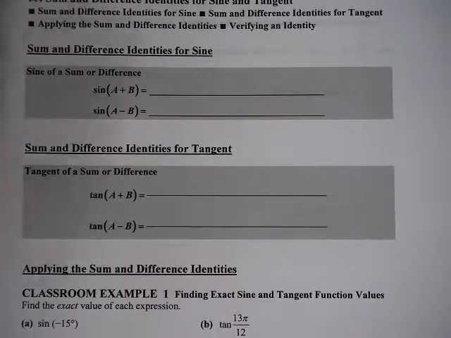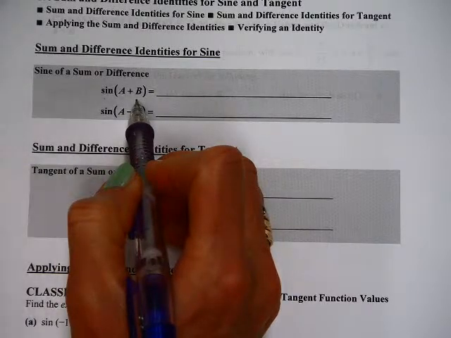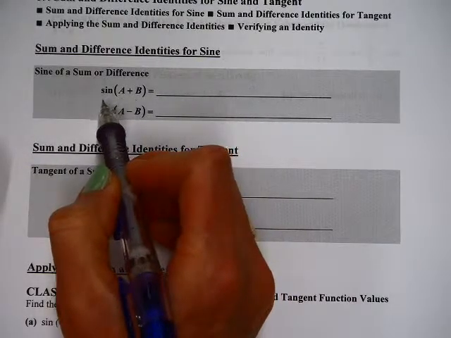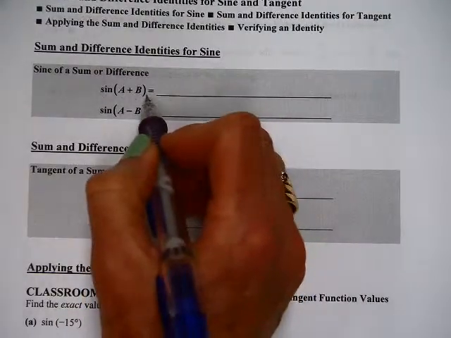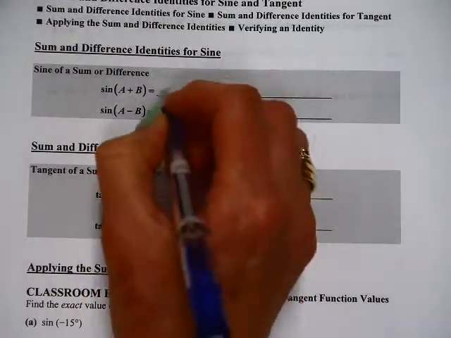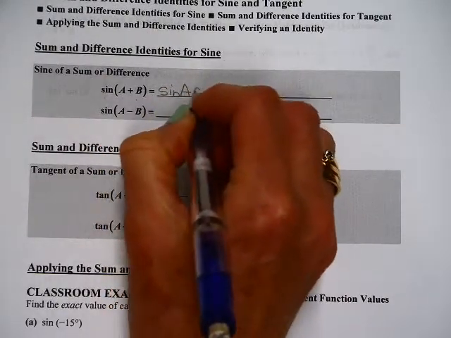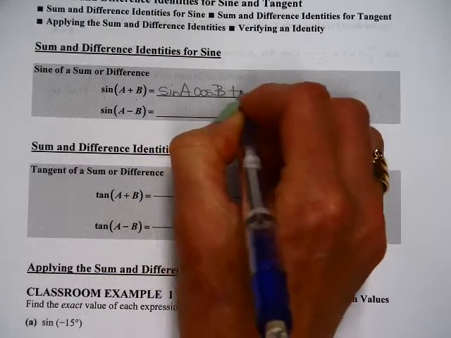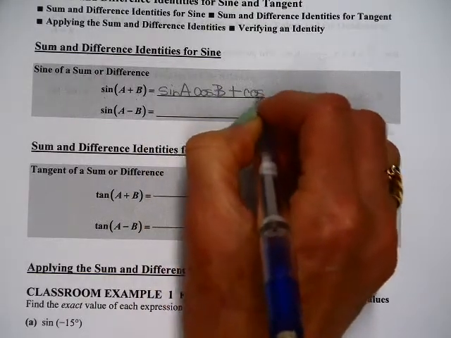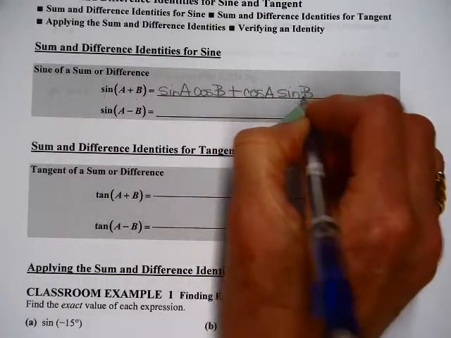I promise. All right, for the sine of A plus B, again, this is a formula. You cannot distribute to write the sine of A plus the sine of B. I mean, that's just illegal. So the formula for sine of A plus B is the sine of angle A multiplied times the cosine of angle B plus the cosine of A times the sine of B.